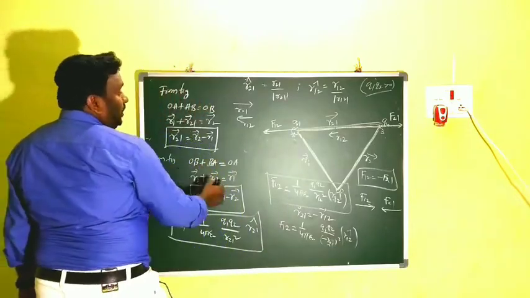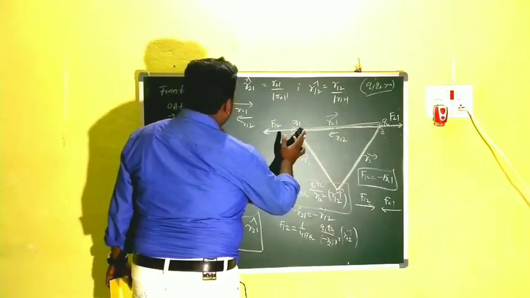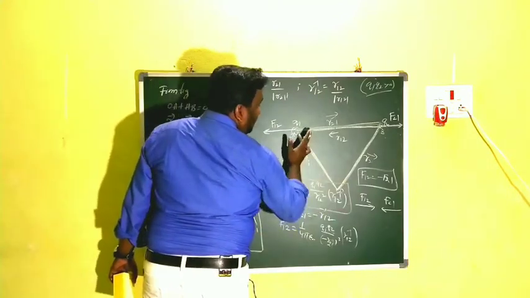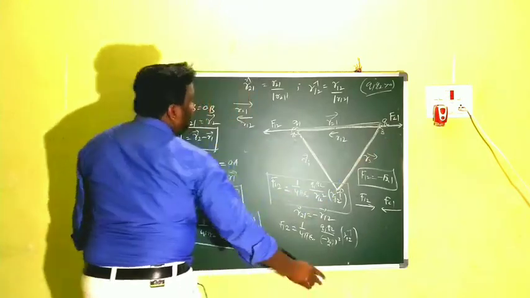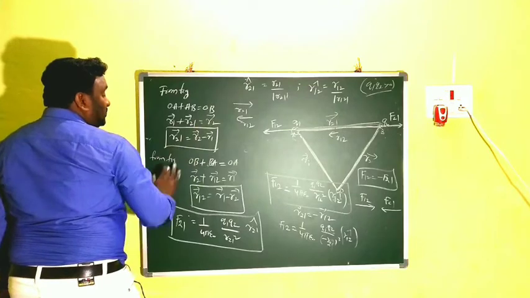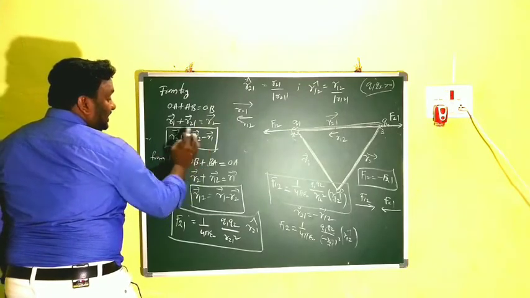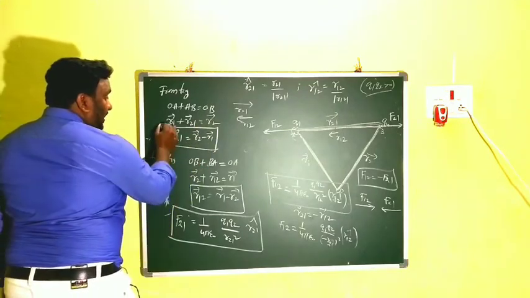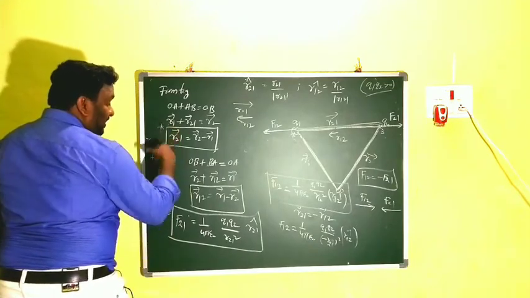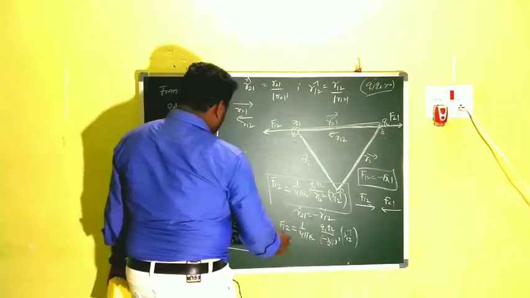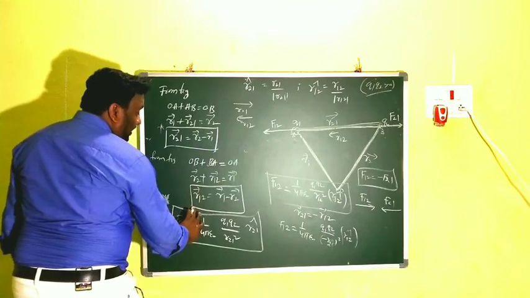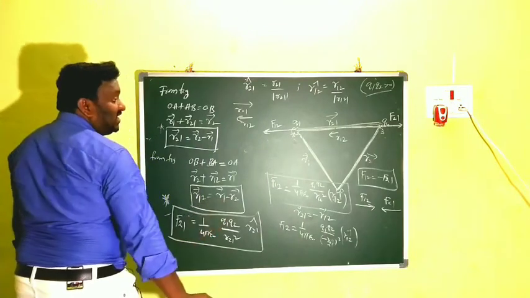Again, from the figure we take OA plus AB is equal to OB. According to vector addition, we write R1 plus R21 is equal to R2. From that, R21 is equal to R2 minus R1. So we wrote this at the top for R21. Similarly, we can write for R12. Again the same thing: OB plus BA is equal to OA. From that, R12 is equal to R1 minus R2.